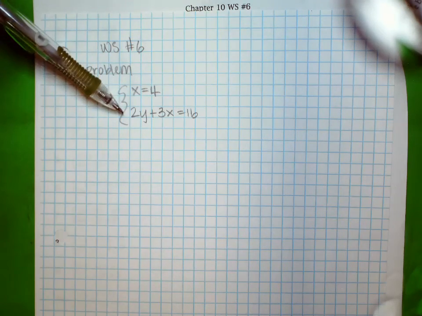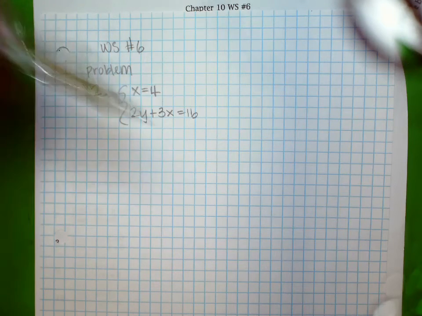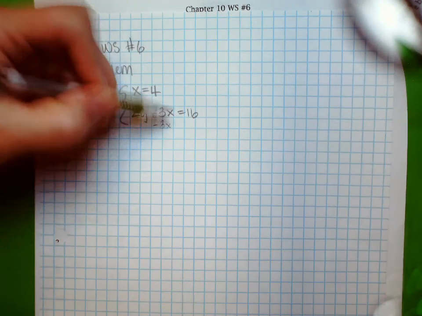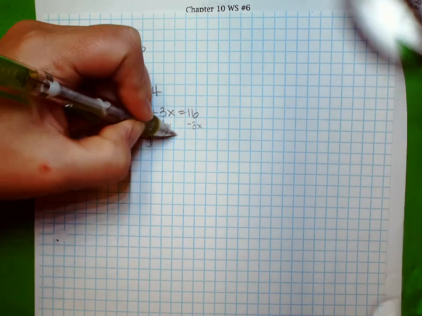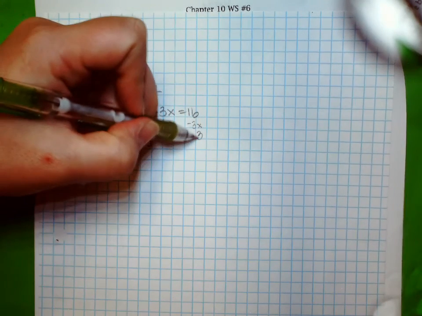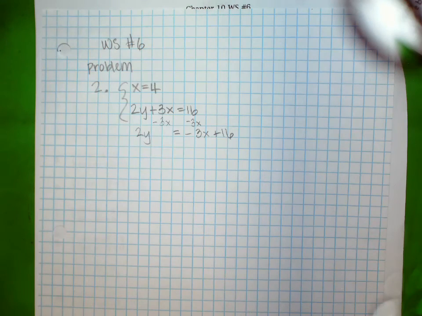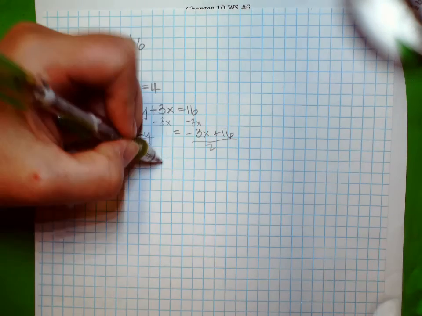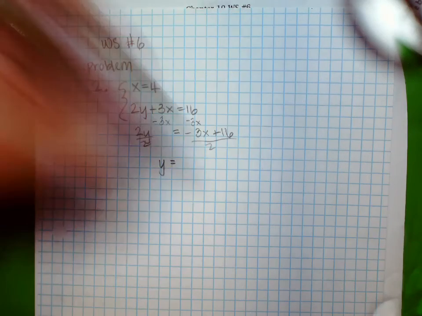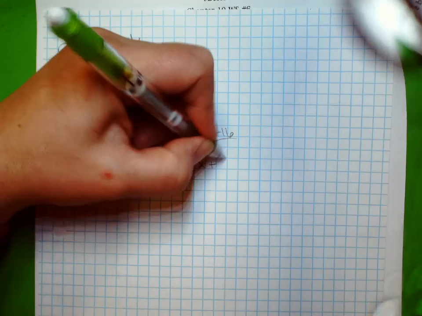On this one, you need to solve for y. So to solve for y, we're going to start by subtracting 3x from each side. We end up with 2y equals negative 3x plus 16. From here, you divide all the terms by 2. So divide everything by 2. We're left with y equals negative 3 halves x plus 8.